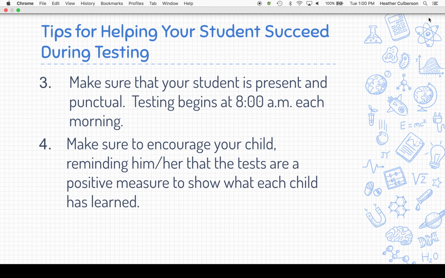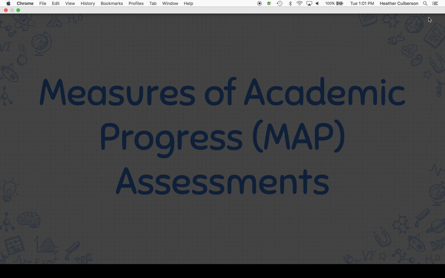Now, we do offer rewards each day. If a student is on time, works hard, and does their very best, we give them a reward every day. So make sure that your student earns that, and that's earned just by being here and doing their best.